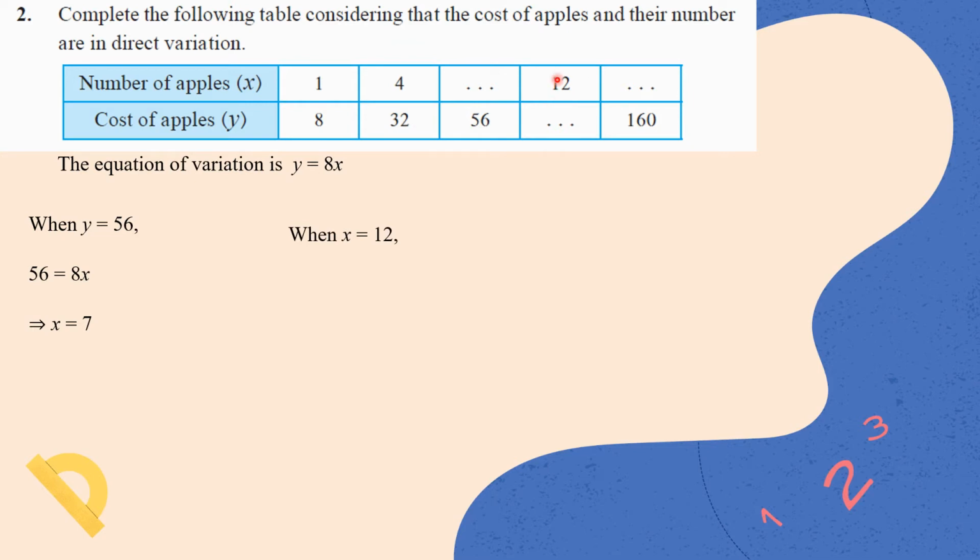Similarly, if you see in the second last column, when x is 12, we need to find the value of y. So in place of x, we'll substitute 12 in this equation of variation. So y is equal to 8 into 12, which is 96.